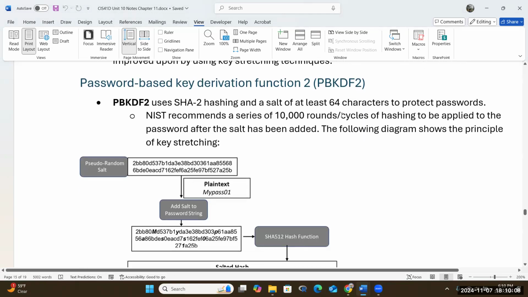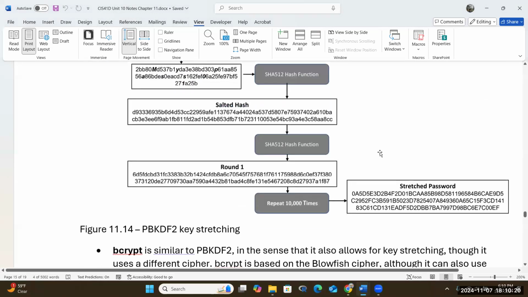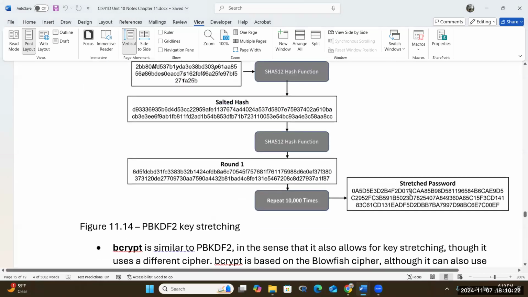And NIST recommends 10,000 cycles for the hash for the password SALT. So that's going to give you extended time. And there is the diagram for that, for the rounds. So you're still stretching your password using PBKDF2.